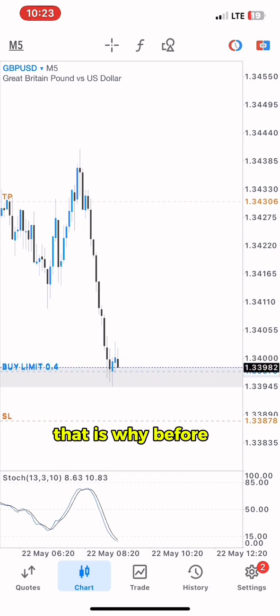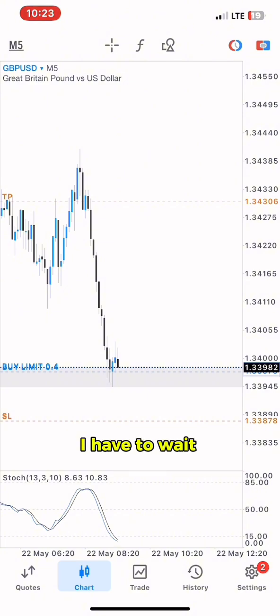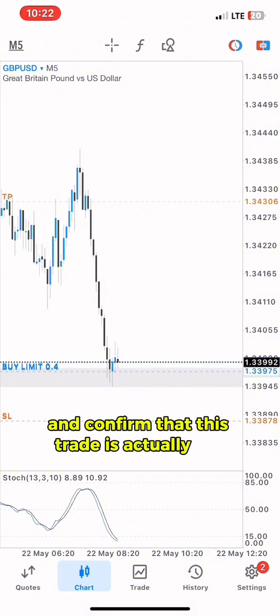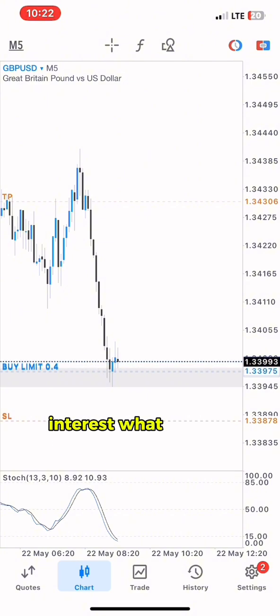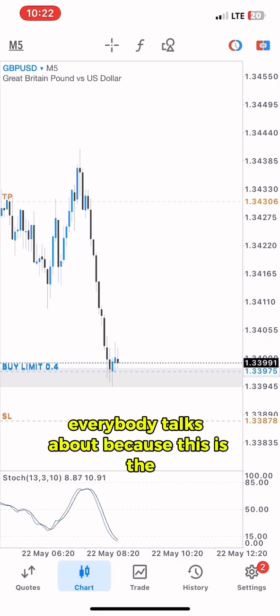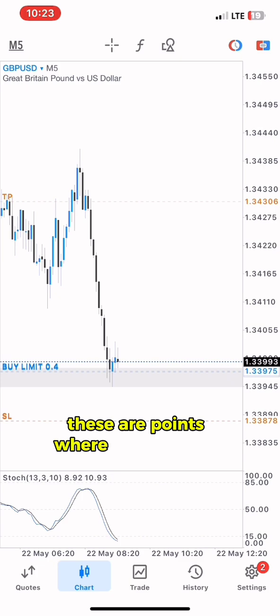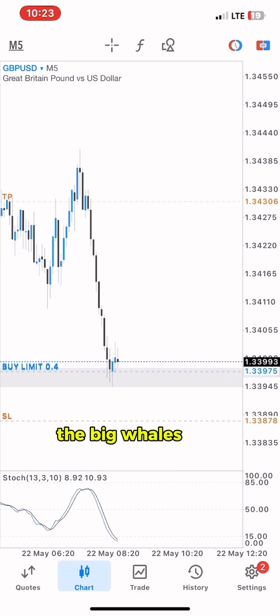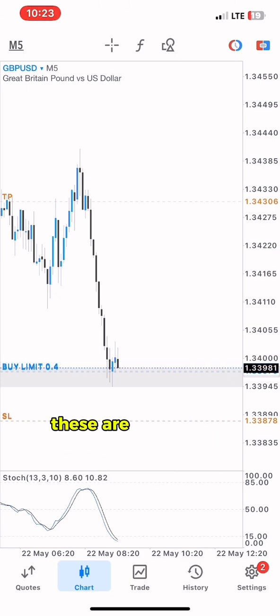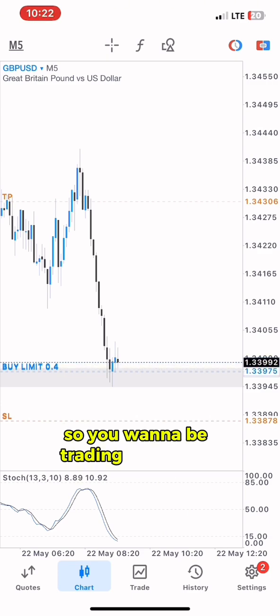That is why before I take any trade, I have to wait and confirm that this trade is actually in a point of interest. What makes up those demand and supply zones everybody talks about? These are areas, these are points where the big guys come in, the big whales, the sharks, everything. These are the points where they take their own trades. They are the market movers. So you want to be trading with them.